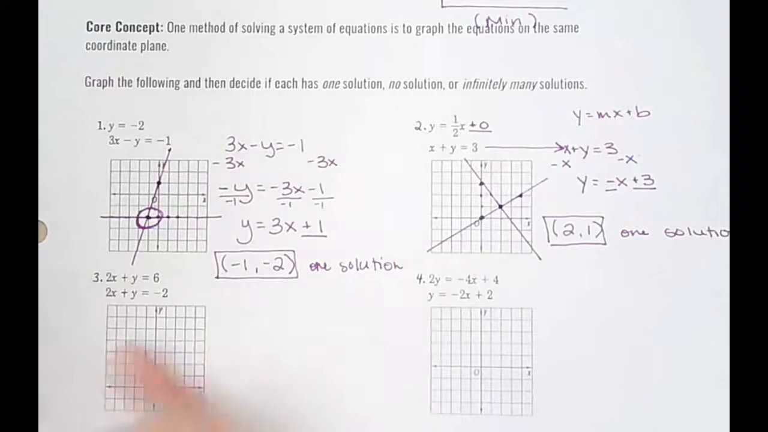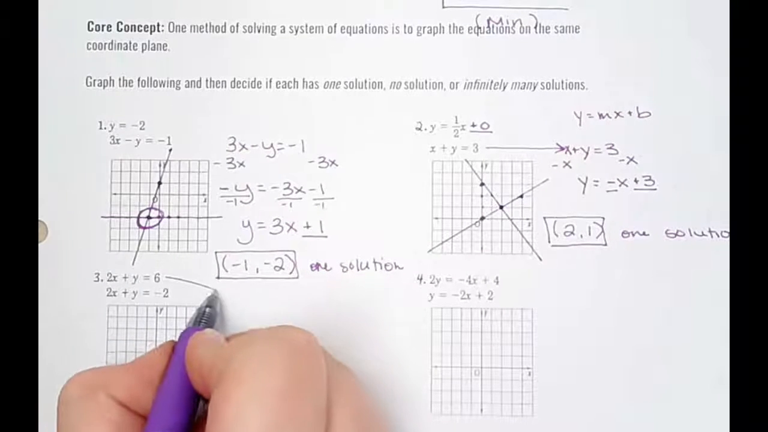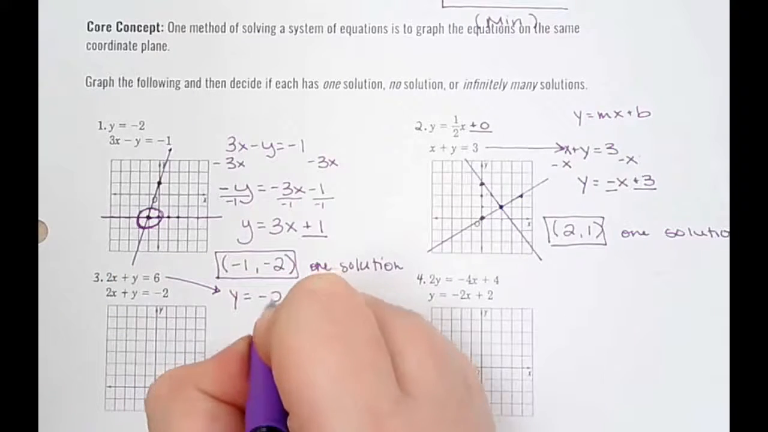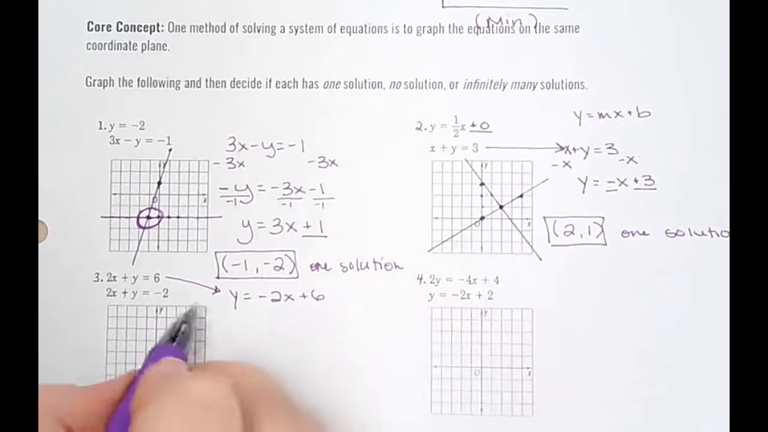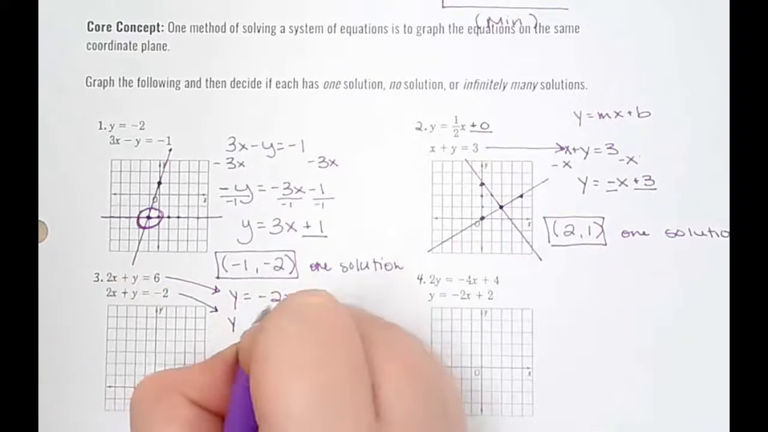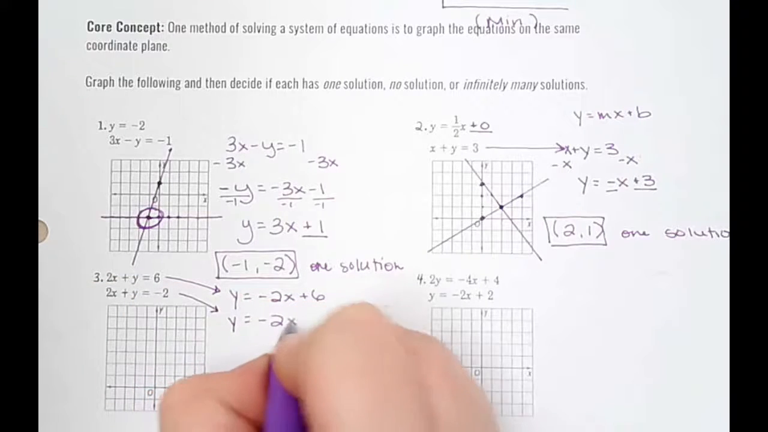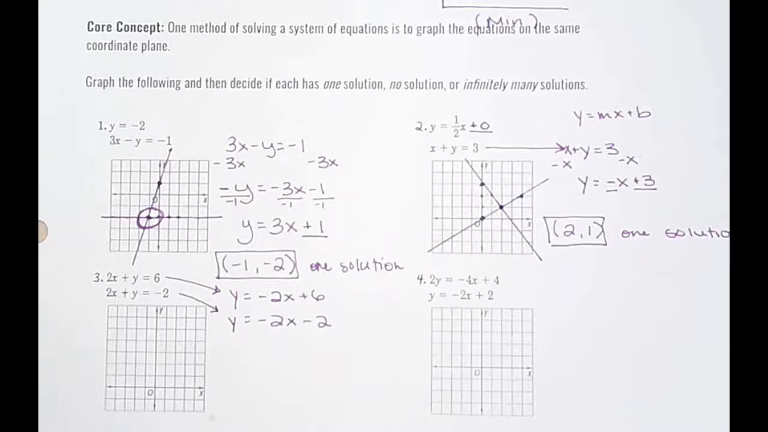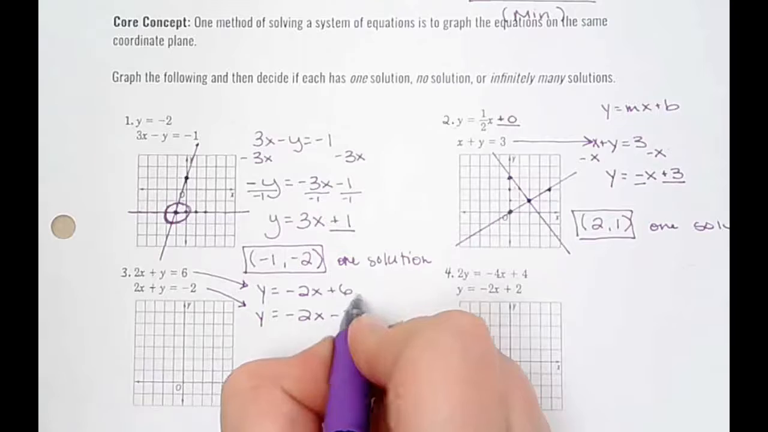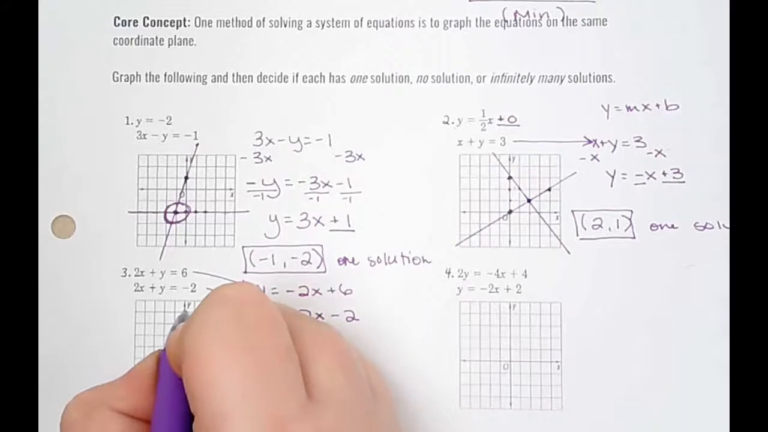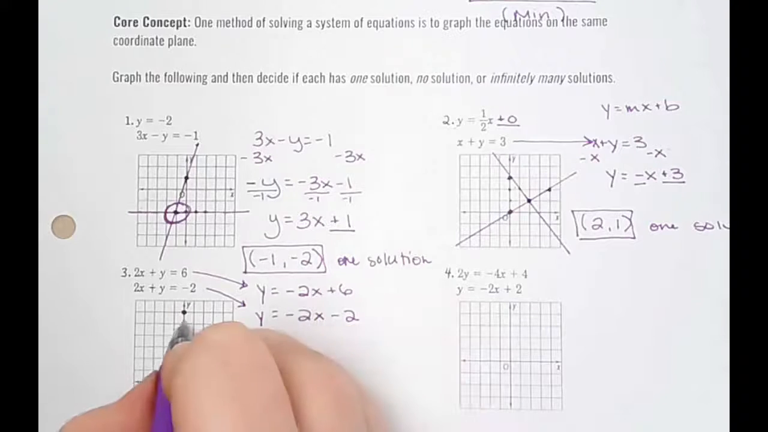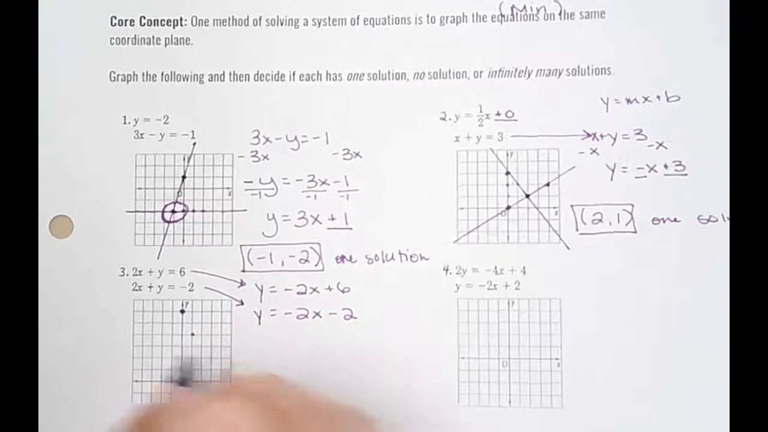I'm going to solve this first one for y by moving the 2x to the other side. So I have -2x plus 6. I'm going to solve this one for y by moving the 2x to the other side. So I get -2x minus 2. Now that I've got those, I'm going to graph them. Let's graph this first. So +6, I go up 3, so there's 6. I have a slope of -2, so I go down 2 over 1, down 2 over 1.